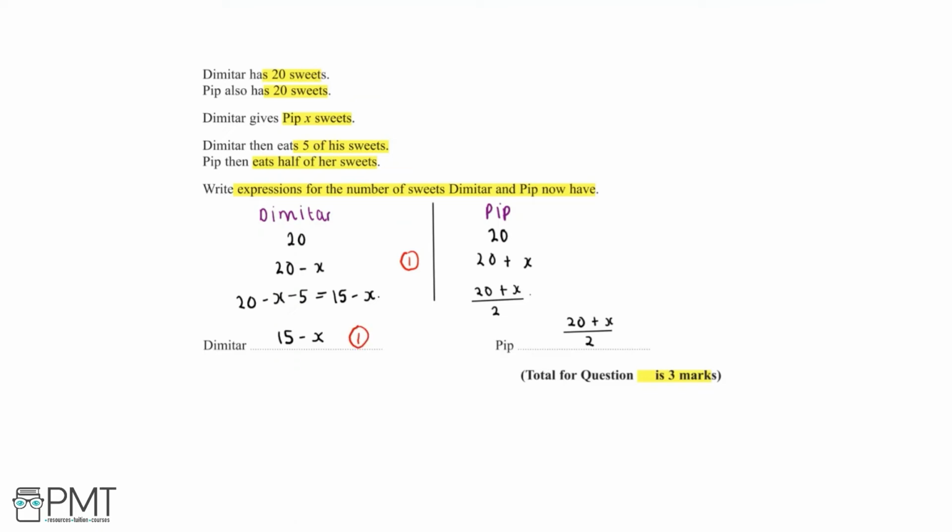And we get the third mark for the correct final expression for the number of sweets that Pip has, and for finding that she has (20 plus x) all divided by 2 sweets in total. And so we've now achieved the full 3 marks needed in this question.